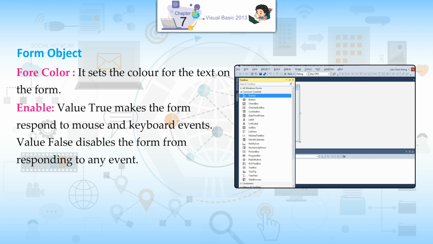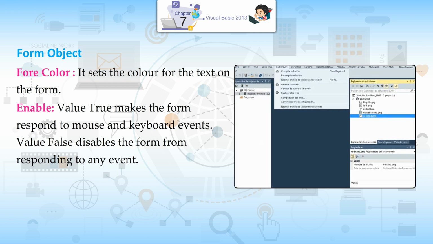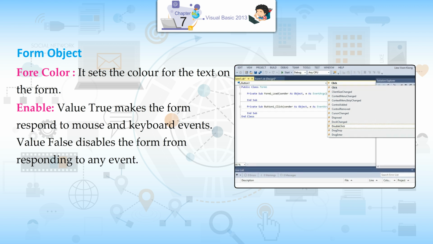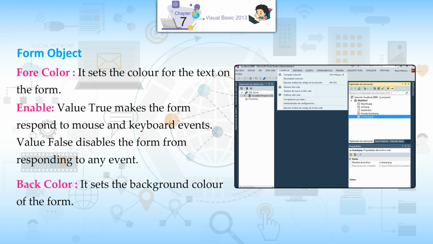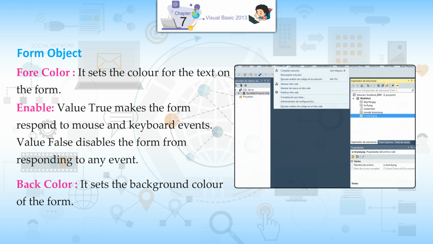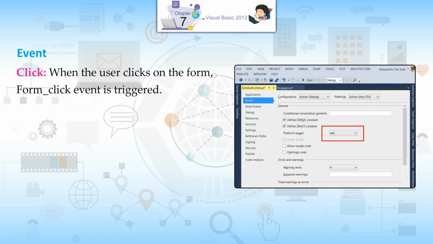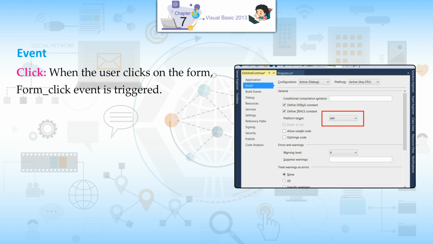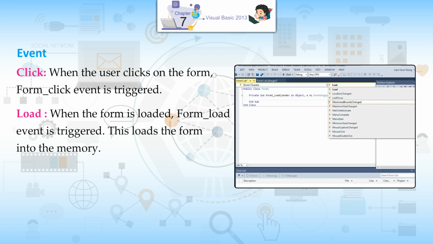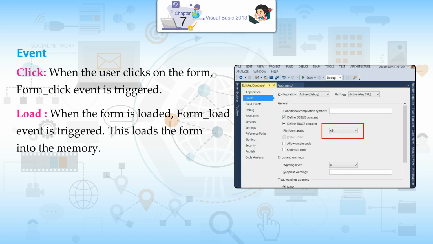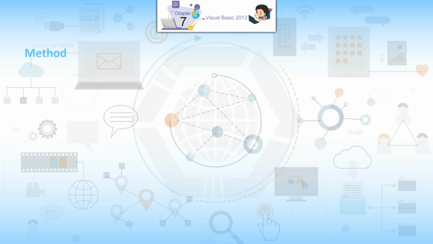Enabled. Value true makes the form respond to mouse and keyboard events. Value false disables the form from responding to any event. Back color. It sets the background color of the form. Event. Click. When the user clicks on the form, form_click event is triggered. Load. When the form is loaded, form_load event is triggered. This loads the form into the memory.